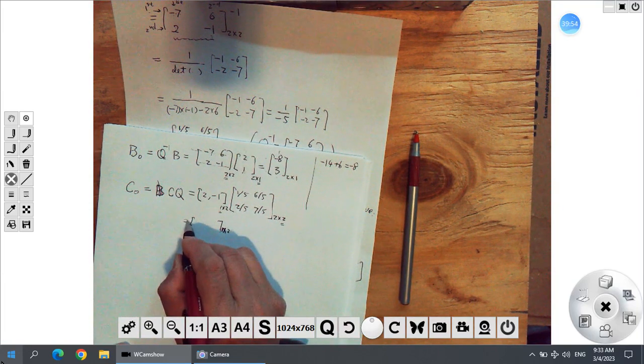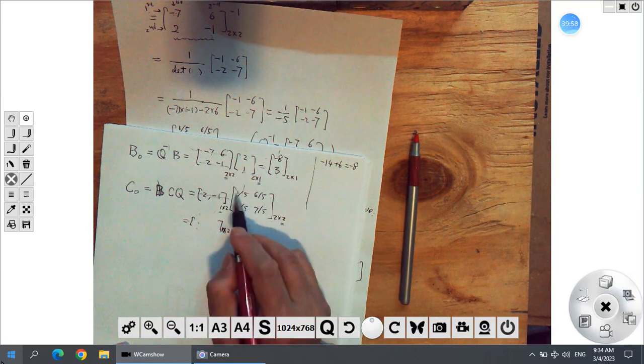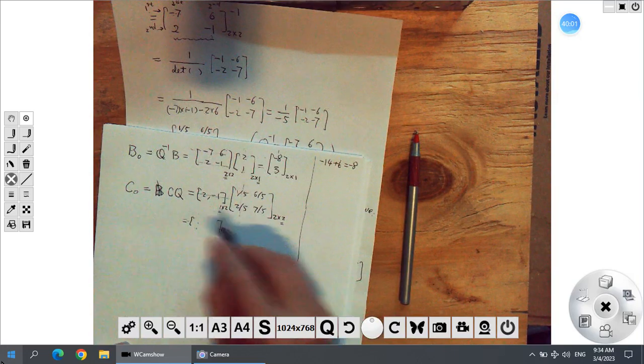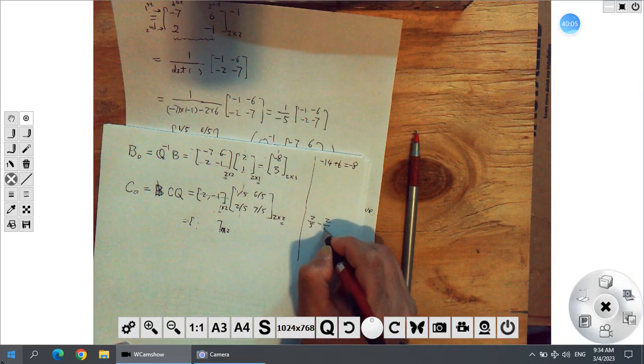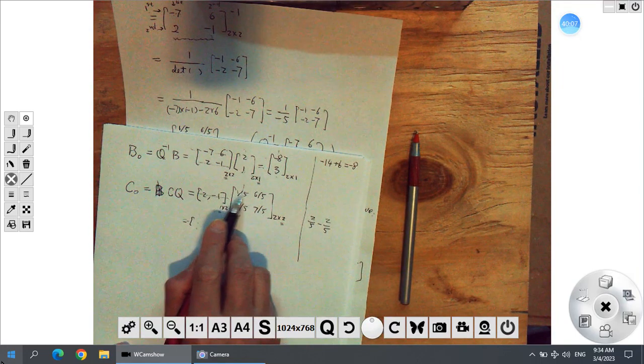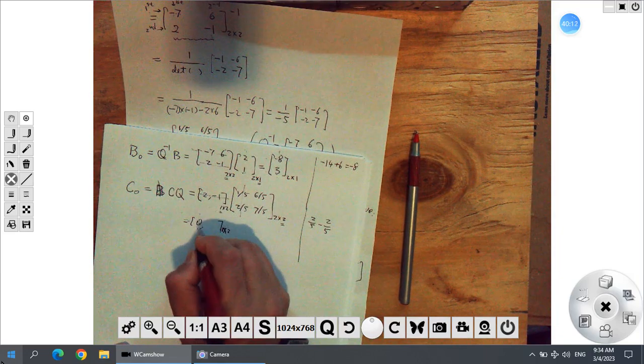This is the first row, first column element, so I use the first row, first column. I multiply them together. I get 2 over 5 minus 1 times 2 over 5. So I get 0.